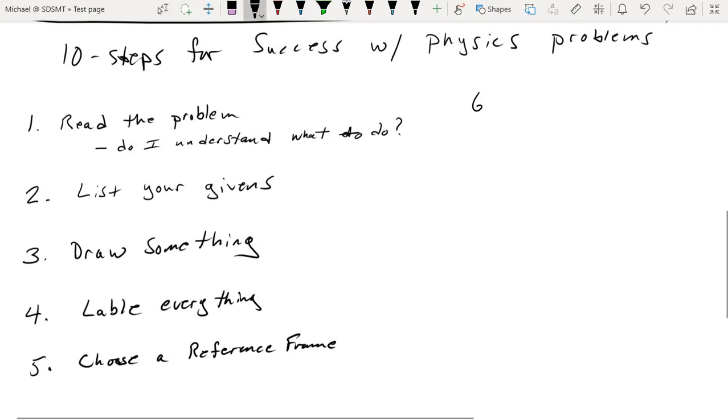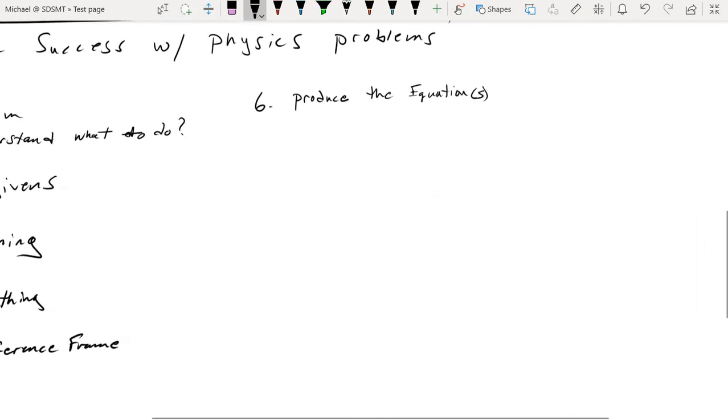Step 6. So now that we've read the problem, we have an idea of what's supposed to be done. We've got our drawing ready, our reference frame. Now we want to produce the equation or equations necessary to solve the problem.